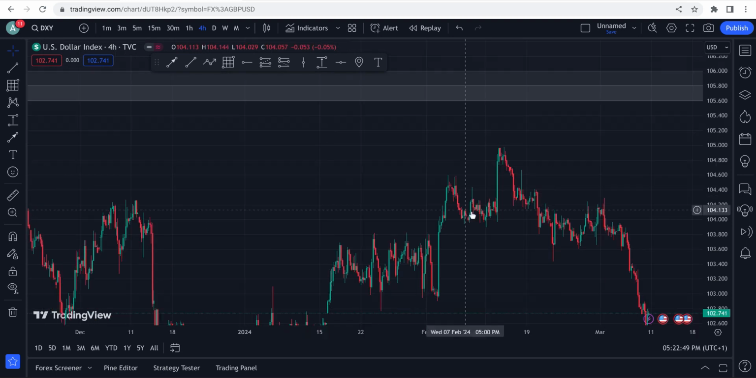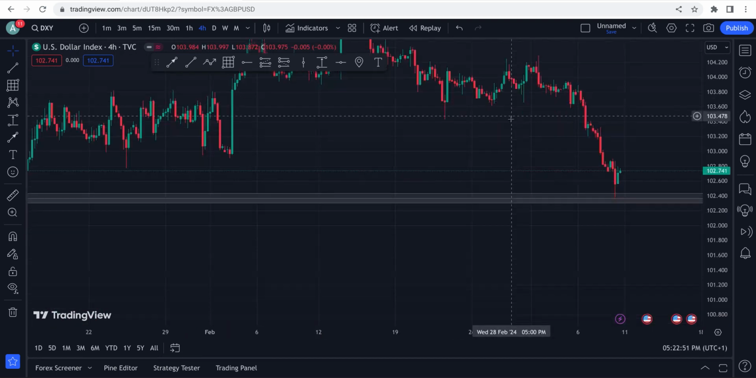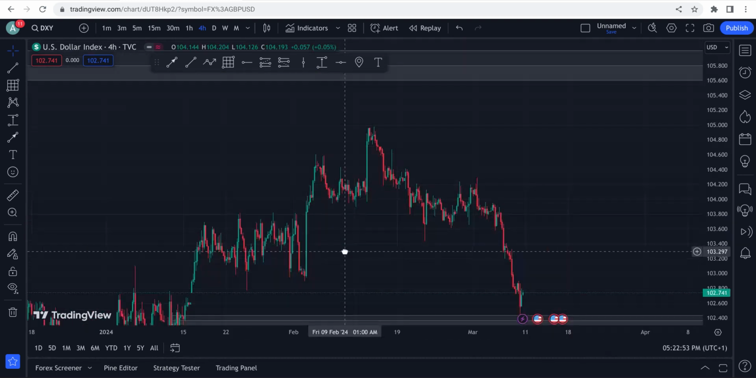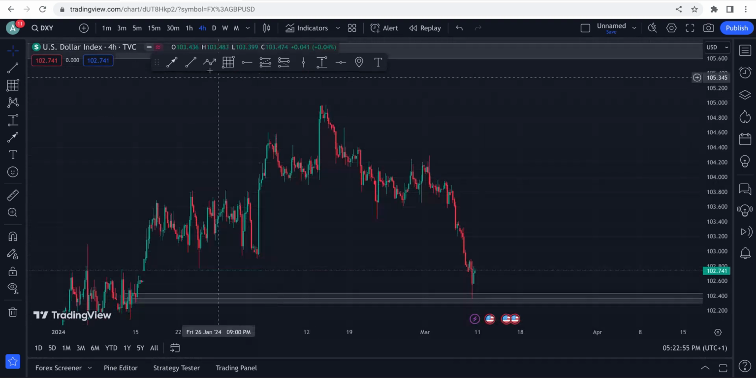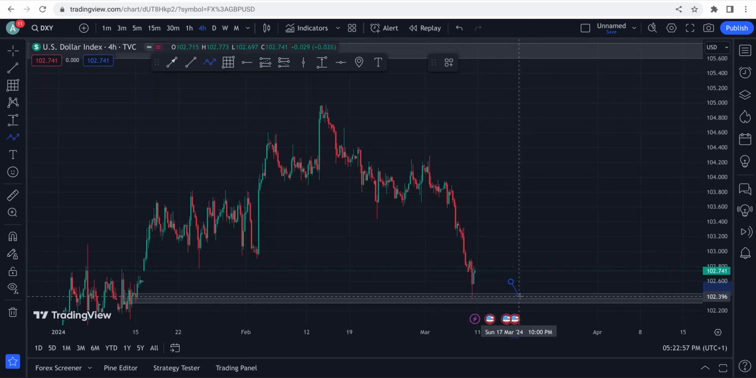So I'm expecting price to go long on DXY like this.